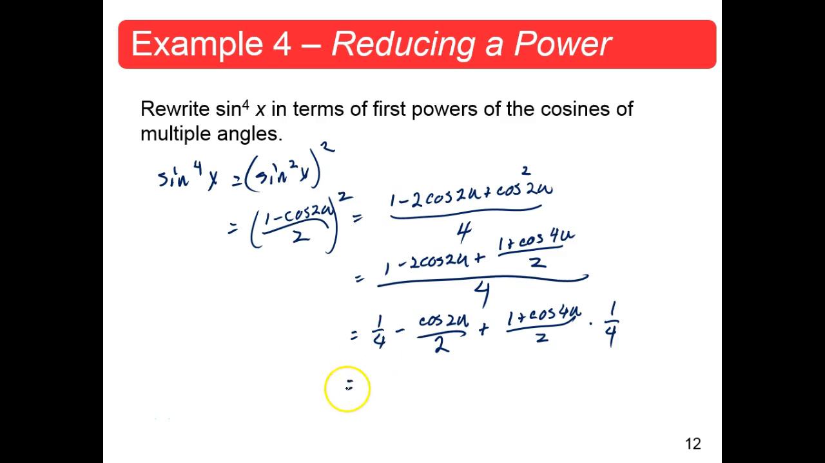Now this becomes 1/4 here minus cosine 2u over 2 plus, this is going to be 1/2 times 1/4, which is 1/8, right? This is 1 over 2 times 1/4. Plus, and this will be a cosine 4u over, now wait, I did something wrong there.